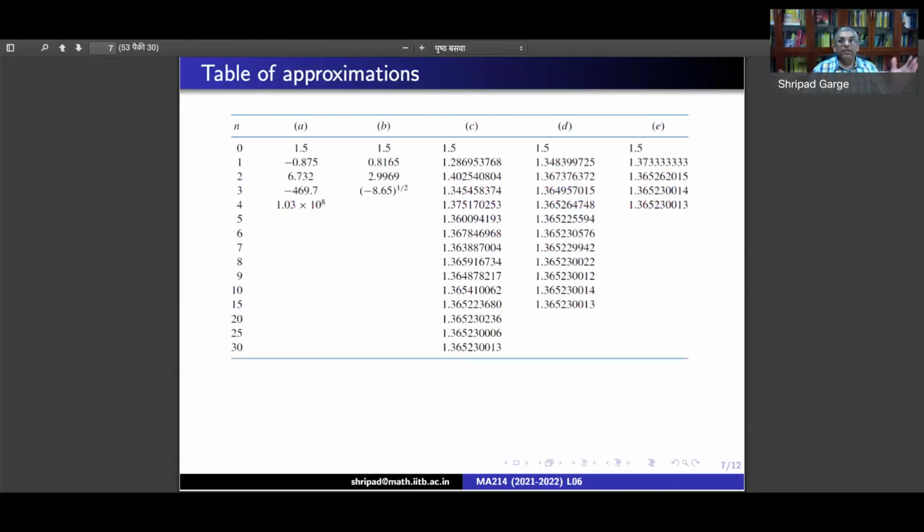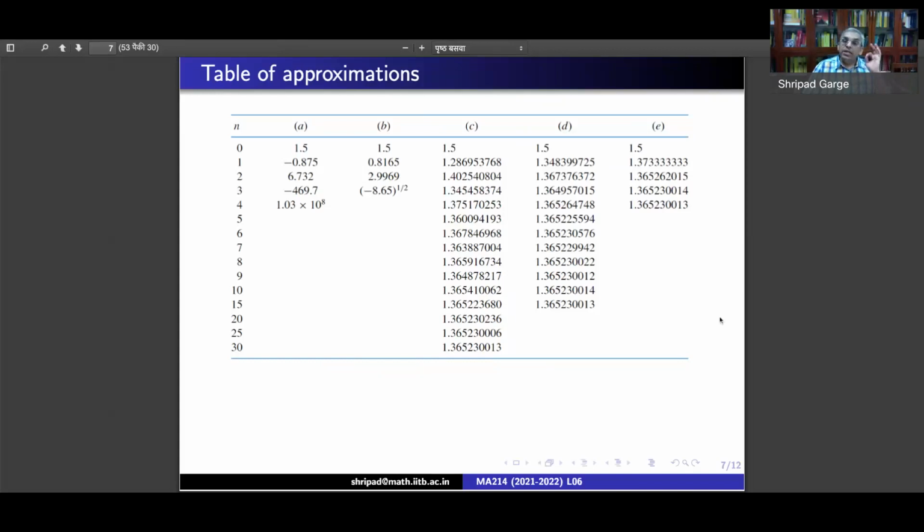And here now we have a complete table of approximations. Earlier in our last lecture, I showed you only A, B, C, but we can look at the D part as well as the E part. C, D, E, all three converge to our solutions. C converges at the 30th iteration, whereas D converges at the 15th iteration already. And you look at E, which converges to the solution at the 4th iteration already.